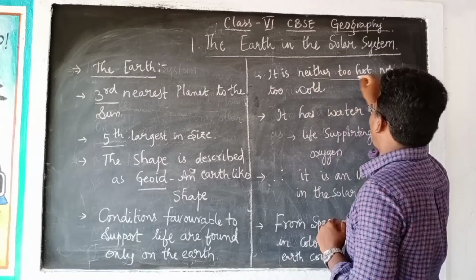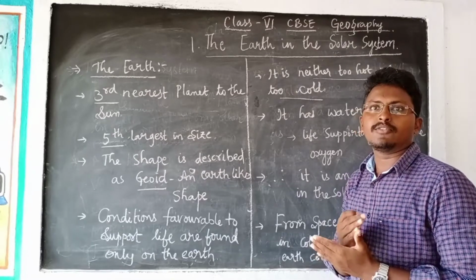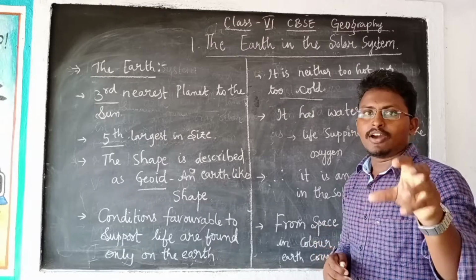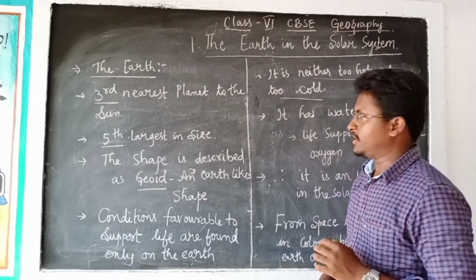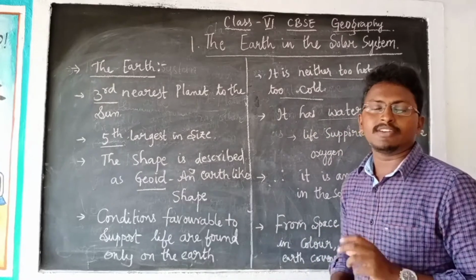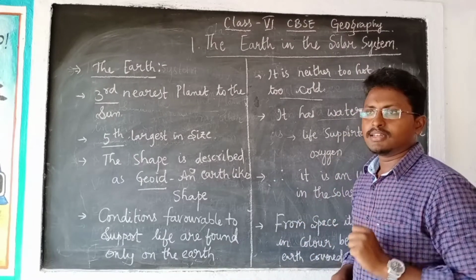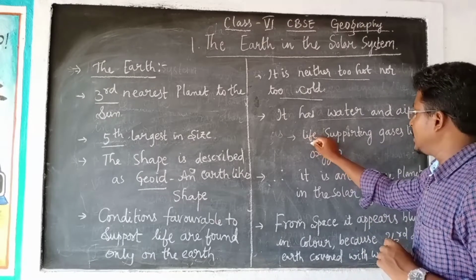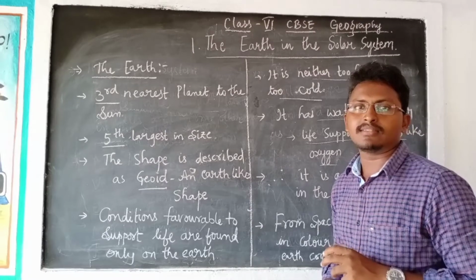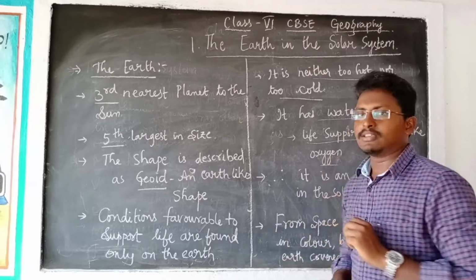It is neither too hot nor too cold. When we compare the temperatures, the earth is not very hot, at the same time it is not very cool. That is the reason why people are living here. Then the next thing is, it has water and air. That means the only planet which has water as well as air is this earth. Then the next very important thing is that it has life supporting gases like oxygen. You all know that we are breathing this oxygen. So the only planet where this oxygen is there is this earth.